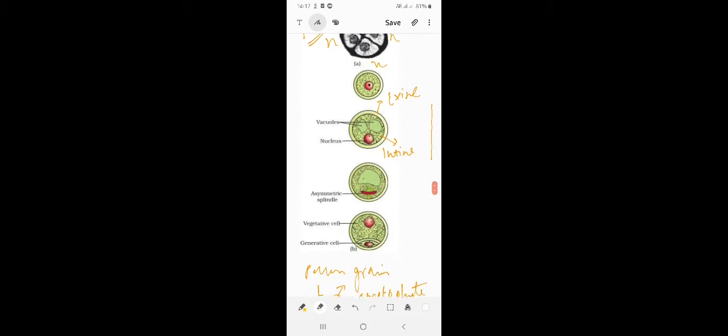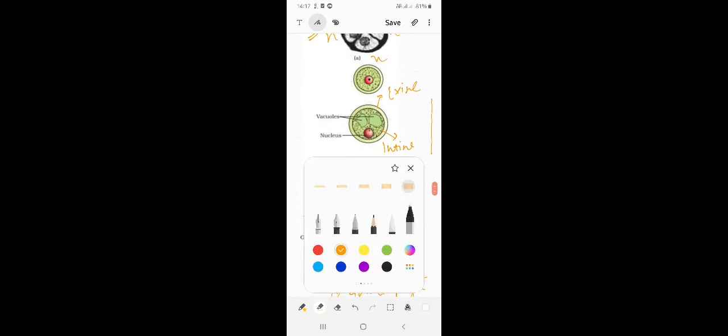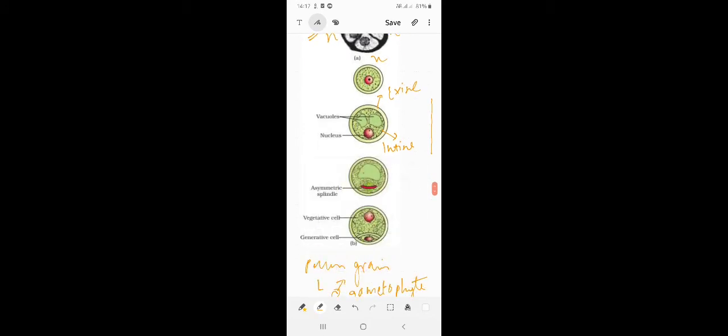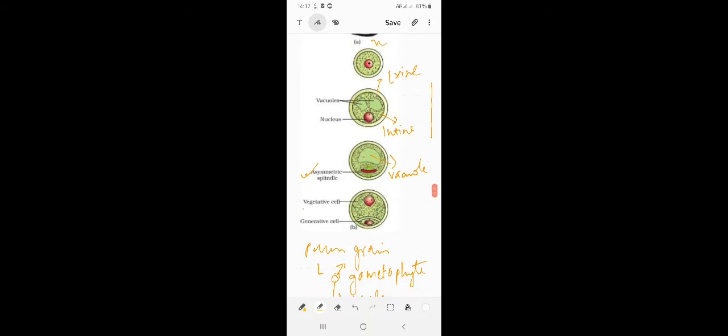In this picture you can see the pollen grain, with the formation of vacuoles in the nucleus and with the asymmetrical spindle formation, divided into 2 cells, that is vegetative and generative. So that is called the 2-celled stage of pollen grains.